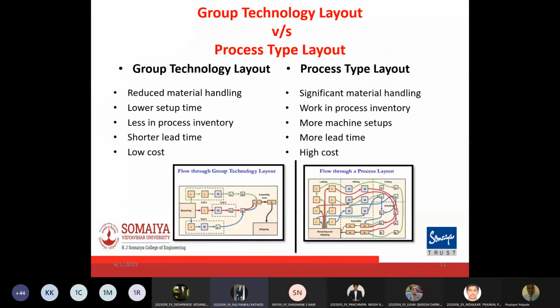Group technology layout versus process type layout. In group technology layout, the material handling time required is very little compared to process type layout. The setup time is also very little. The process inventory required is comparatively very less, the lead time is also very less, and the overall cost is comparatively very low. The further slides will be explained by Rajdeep.